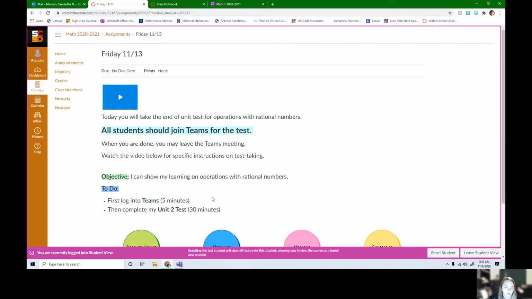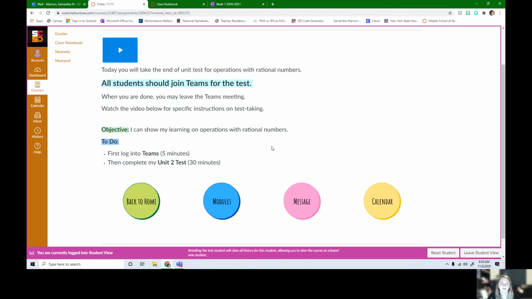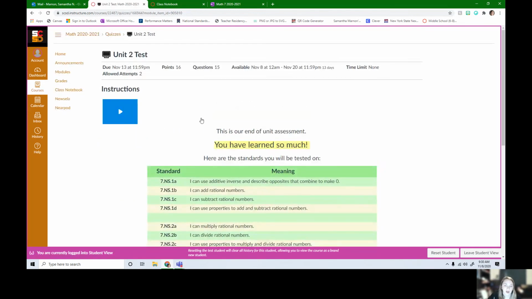So we're going to show our learning on operations with rational numbers. If you try to look at this page before the day you're supposed to be doing it, it's not going to open for you. It says this test will not open until November 13th, or November 17th if you're pod B. So just so you know, if you try to do this ahead of time, it's not going to work.